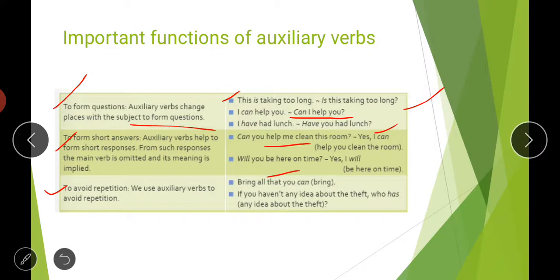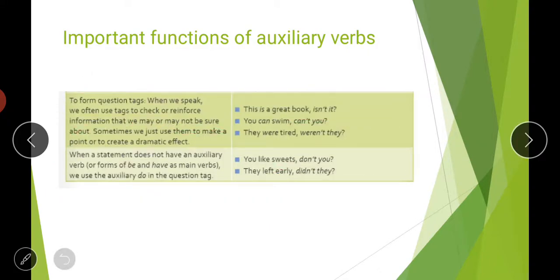Then next is to form tag questions. Tag questions, you might have seen, like "This is a great book, isn't it?" "Today is nice weather, isn't it?" A tag question means we use the helping verbs at the end of a statement to give emphasis on something. When we speak, we often use tags to check or reinforce information that we may or may not be sure about, when we need to take confirmation from the other person.